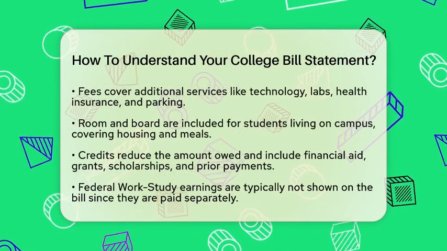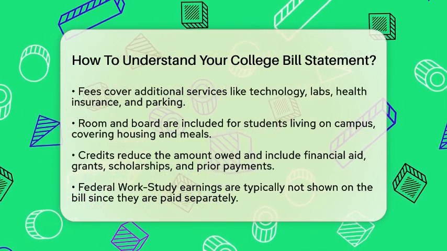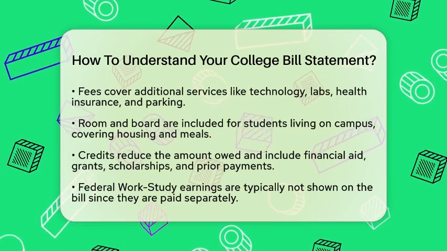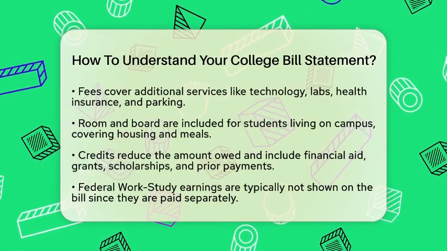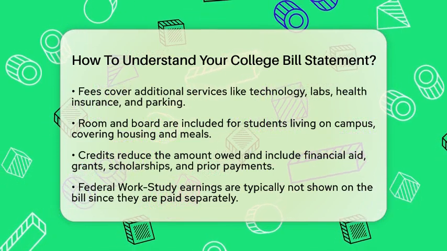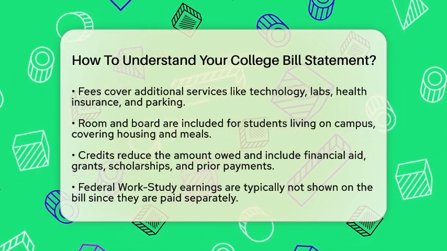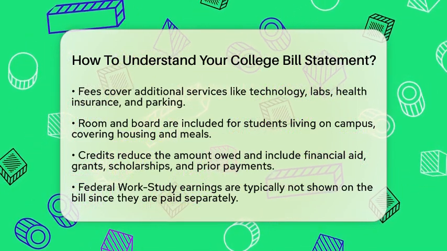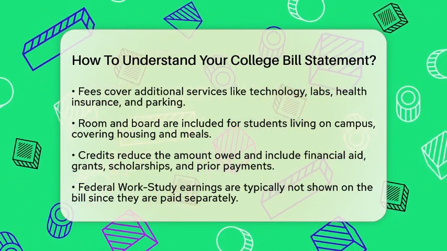These are amounts that reduce what you owe. Financial aid is a big one. This includes grants, scholarships, and loans that have been applied to your account. Payments you have already made will also show up as credits. If you are part of the federal work-study program, remember that this amount is usually not shown on the bill since it is earned through work and paid separately.